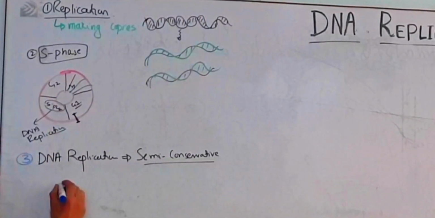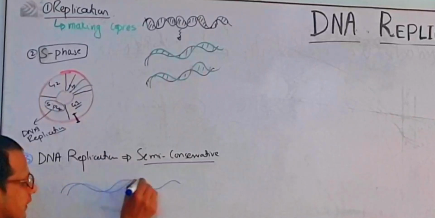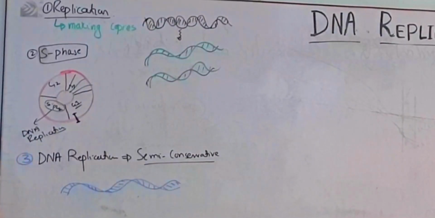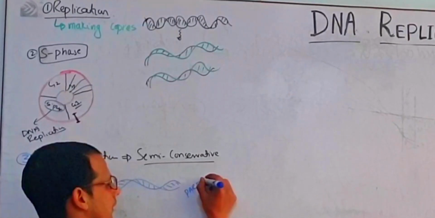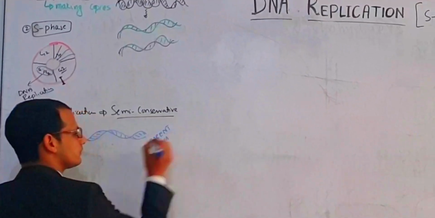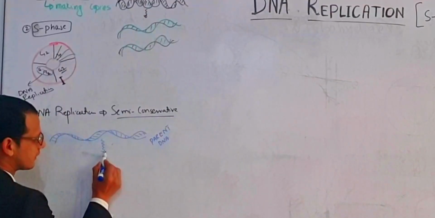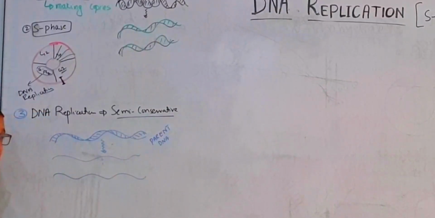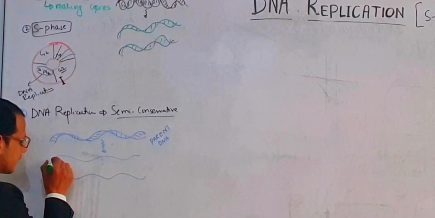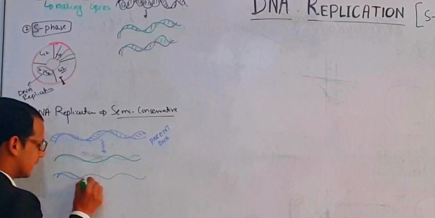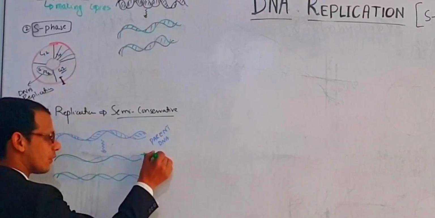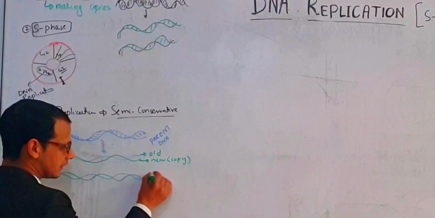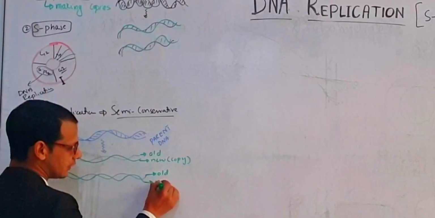For example, I have this DNA in my cell. This is the parent DNA. After cell division, or after S phase, this DNA will make two copies, but each must have one strand blue and one green. That means one strand is old, original, and this is the new copy, right? And this also: this is old and this is the new copy.